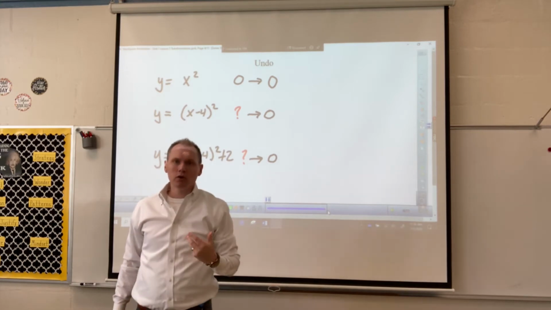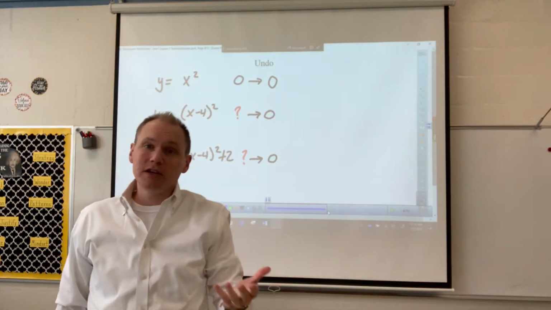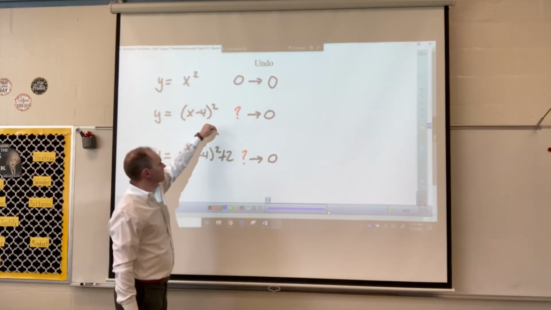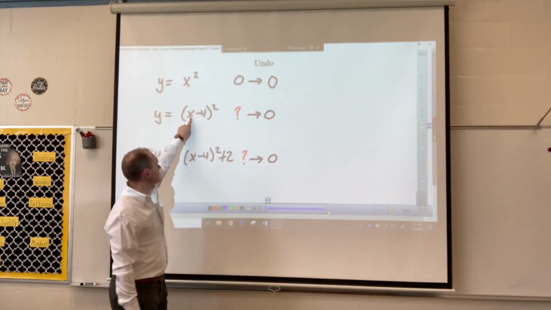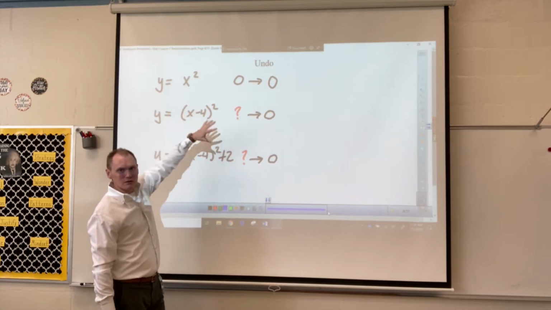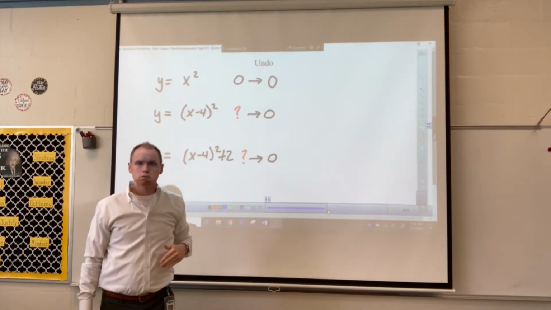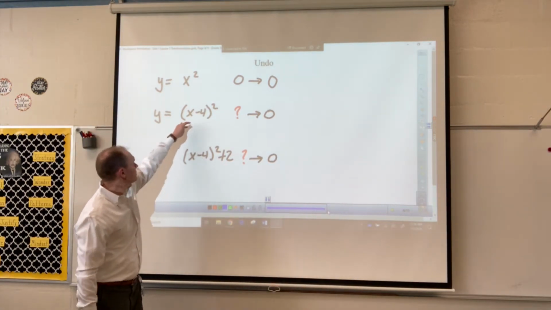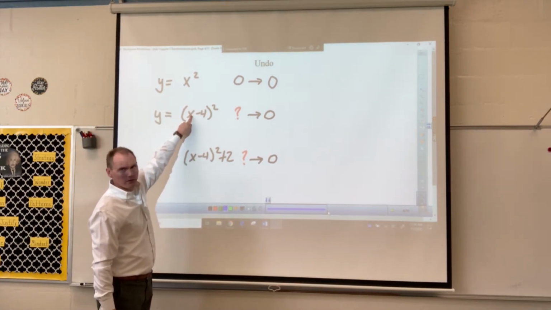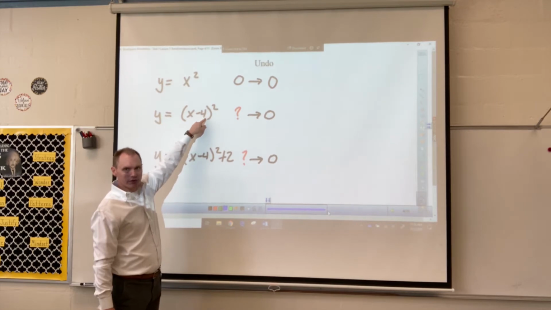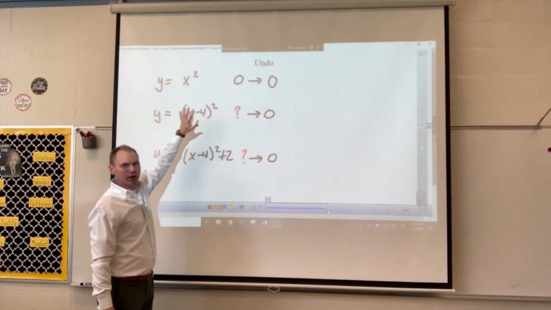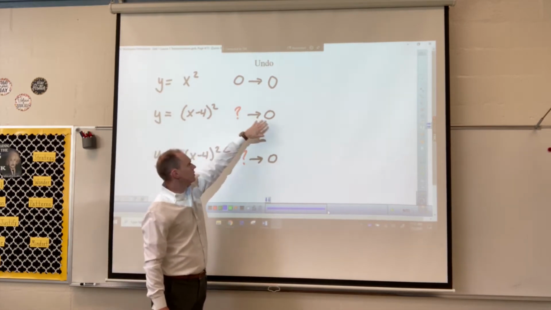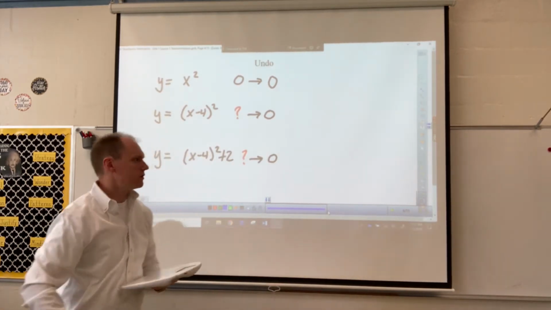All right? So let's change the function a little bit and let's see how it impacts things. So now we have x minus 4 quantity squared. What value would I put in for x here so that it would still give us 0? So think about that. All right, if we put in 4 here, 4 minus 4 is 0. 0 squared is still 0. So inputting 4 still outputs 0. So 4 gives us 0.